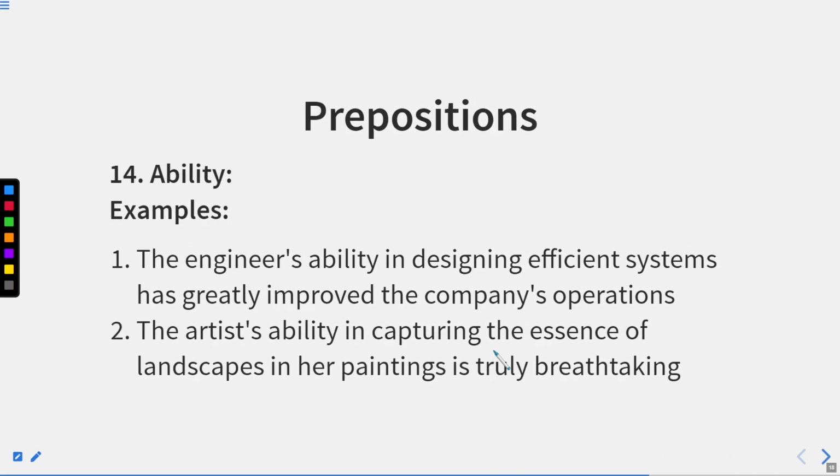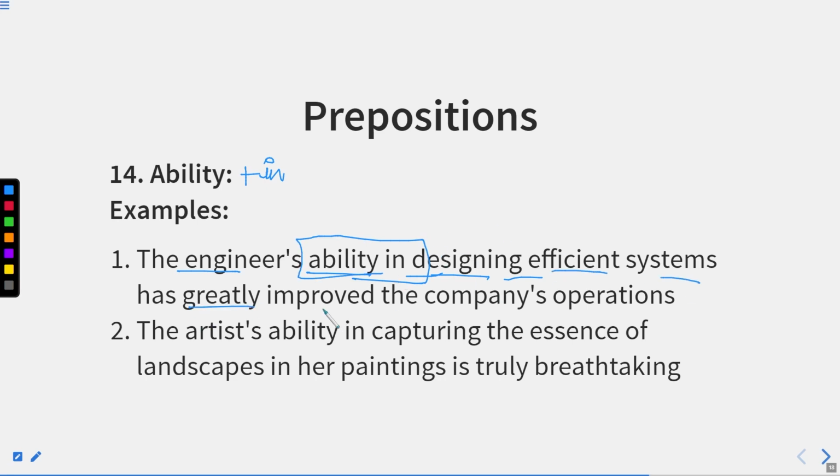We have another word, that is ability. So we can use ability in. So when we have skills in doing something. Now let us see the engineer's ability in designing. So we are talking about his ability in doing what? In designing. So we are using ability in.